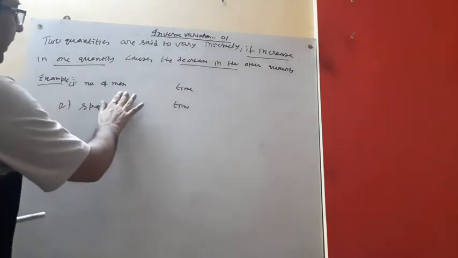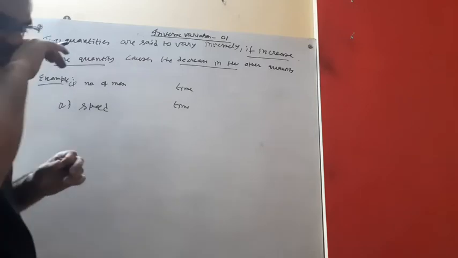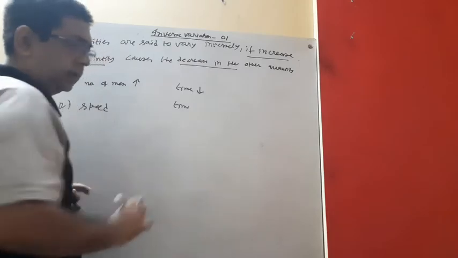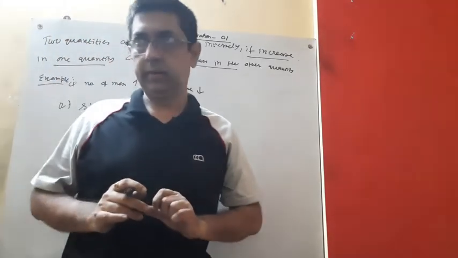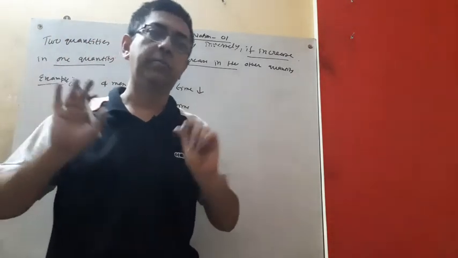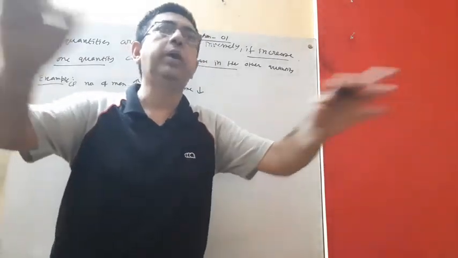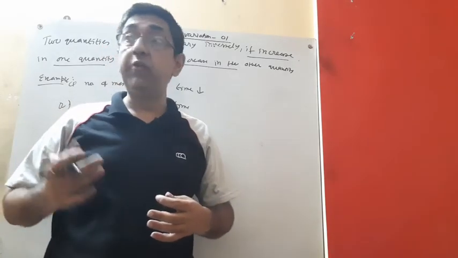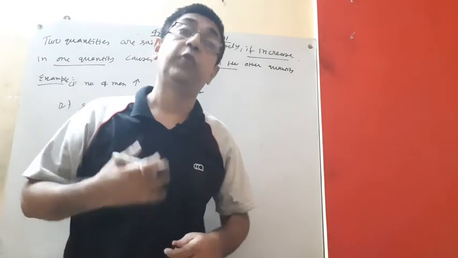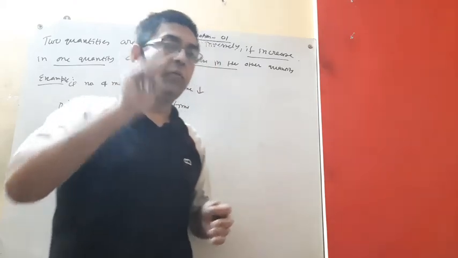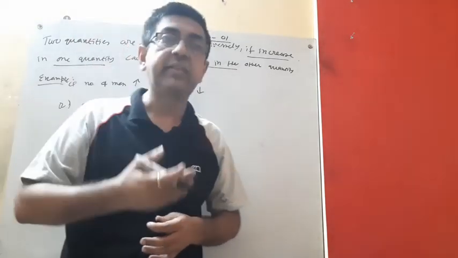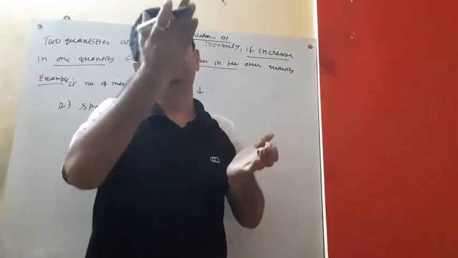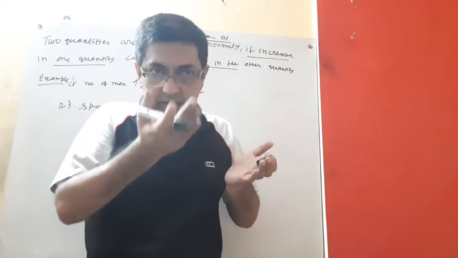Examples: number of men and time. Look, we have to do the work. If number of men increases, time is less. Suppose there are two men, then we can do the work in 10 hours. But if I employ another two men, that is 4 men, we don't need that much of time. We need less amount of time. That means if number of men increases, number of hours or time is decreasing.